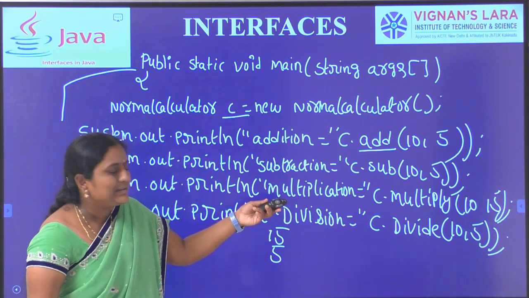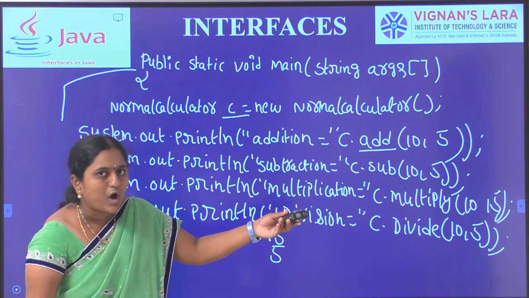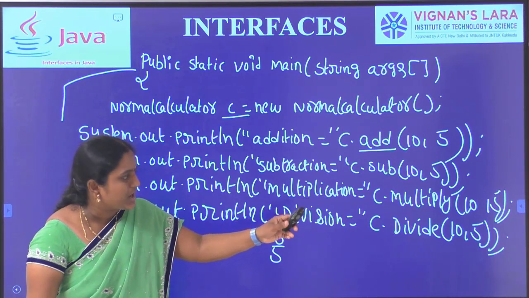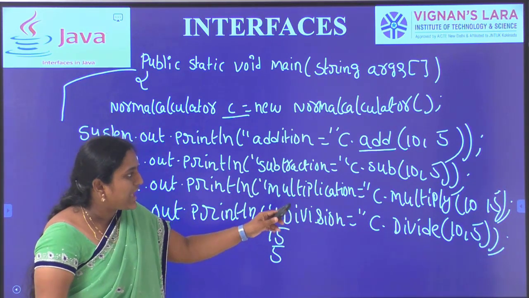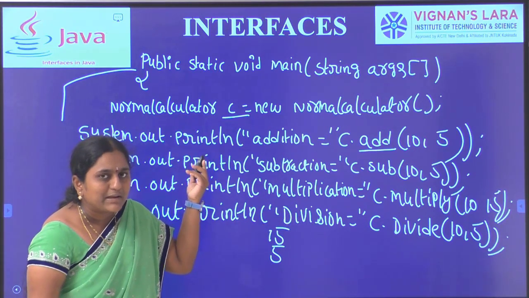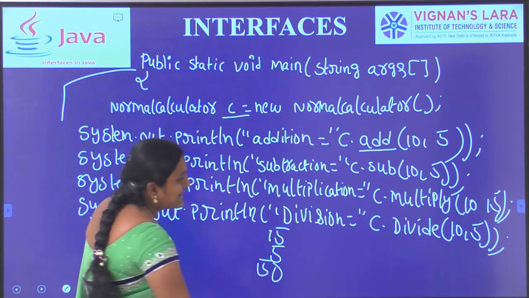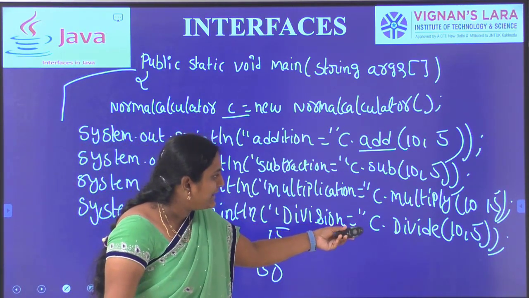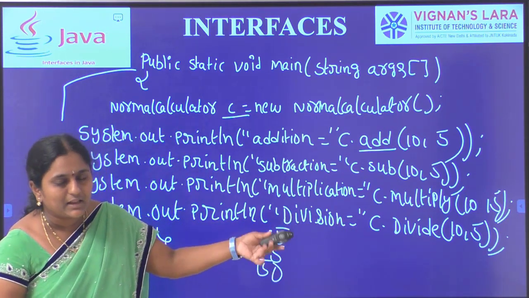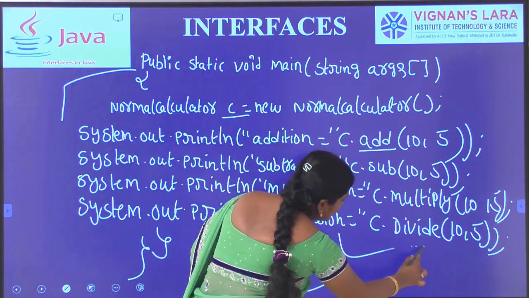Next, whenever we call the multiply method with the help of the object reference, c dot multiply, it accepts two arguments at the time of method calling. I'm passing two arguments, 10, 5. The corresponding method body is executed. What is the body of the multiply method? It returns a into b, 10 into 5, 50. Next one, whenever we call the c dot divide method, the divide method body is executed, 10 by 5, 2. After compiling and running this program we get this output.